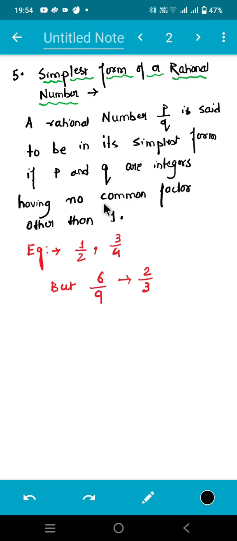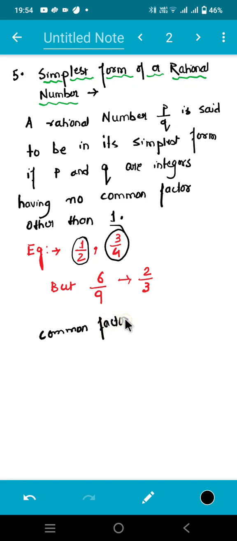Now what I'm trying to say is, see, these two examples, 1 by 2 and 3 by 4, are already in the simplest form. Why? Because 1 and 2 have only 1 as a common factor. So what is the meaning of common factor? Sir, I forgot what a common factor is. Please explain what a common factor is.